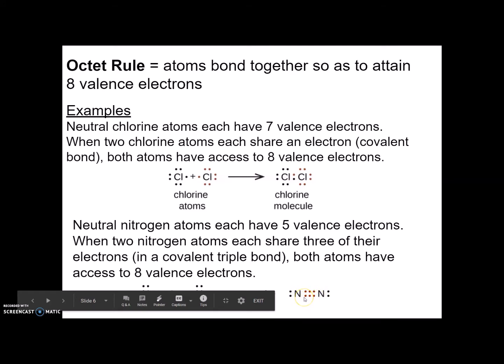1, 2, 3, 4, 5, 6, 7, 8, and 6 in the middle are shared. 7, 8 for the other nitrogen atom. Both nitrogen atoms are stable because they have access to 8 valence electrons.